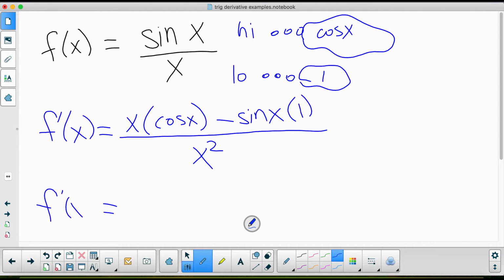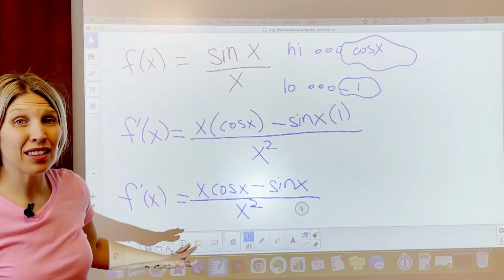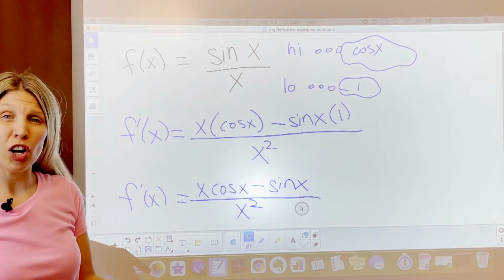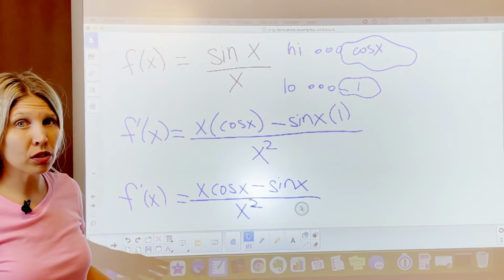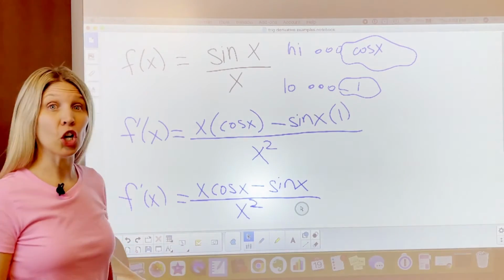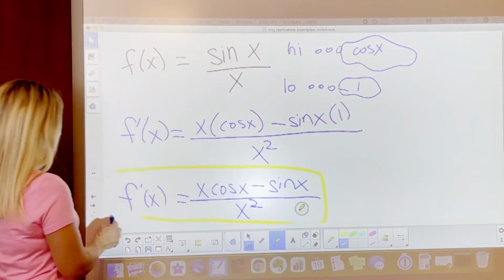So f prime equals, now we're just simplifying the numerator, so x cosine x minus sine x all over x squared. And as you look at this answer, it looks kind of ugly, but guess what? There's nothing else we can do. No other simplification can be done. So guess what? You're done. This is the derivative for that problem.